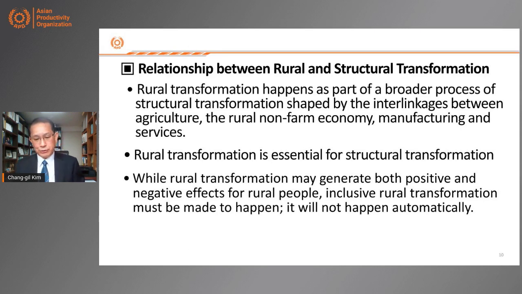And then I would like to emphasize the relationship between rural and structural transformation. Rural transformation happens as part of a broad process of structural transformation, shaped by the interlinkage between agriculture and the rural non-farm economy, manufacturing, and services. Rural transformation is essential for structural transformation. While rural transformation may generate both positive and negative effects on rural people, inclusive rural transformation must be made to happen. It will not happen automatically.